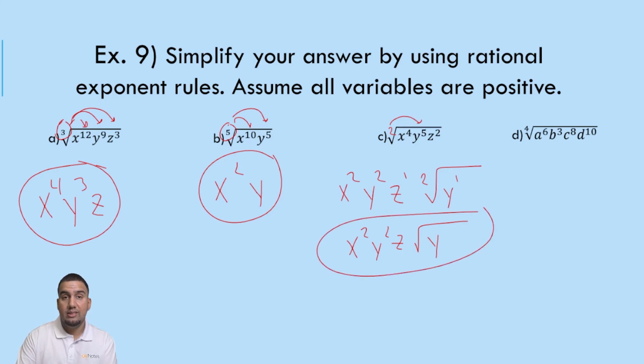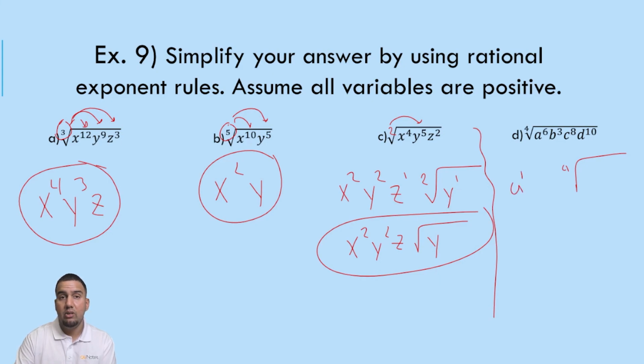So now when you move on to d, I want you to try the same thing. But understand there's allowed to be remainders. So I'm going to try this one as well. 4 goes into 6 how many times? Once, but there's a remainder. So what does that mean? That means I'm going to put the 4th root on the outside. Now I'm going to split this up a bit. So 4 goes into 6 how many times? Once. So it's going to be a to the 1 on the outside.